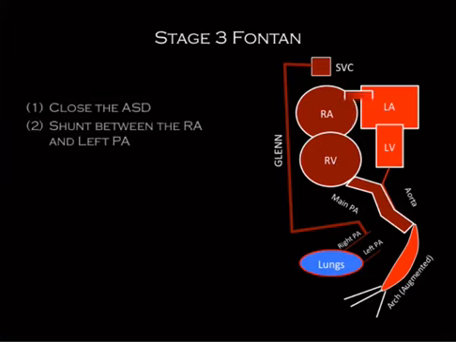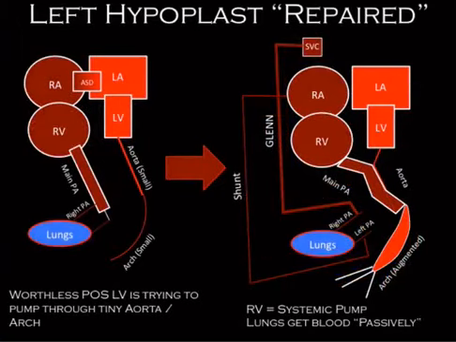So how this is done is the ASD is closed, and a shunt is placed between the right atrium and left pulmonary artery. So now we've got blood coming back to the lungs passively, and we've got the right ventricle acting as a systemic pump. And that's our end game, and that's as long as it will last. I know all that's complicated.